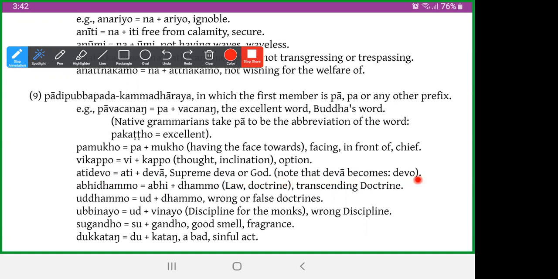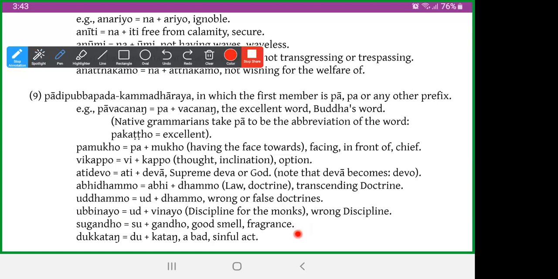Note that the Deva becomes Devo. So Abhidhammo, law, doctrine, transcending doctrine. Uddhammo, wrong or false doctrines. Vinayo, discipline for the monks, wrong discipline. Sugando, smell, fragrance. Dukhatam, bad, sinful act. All right.